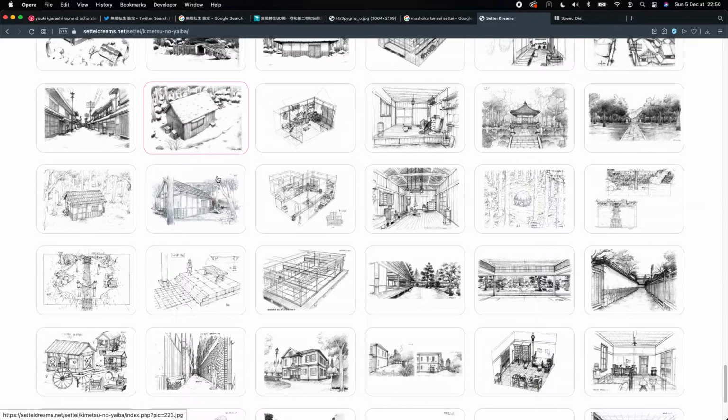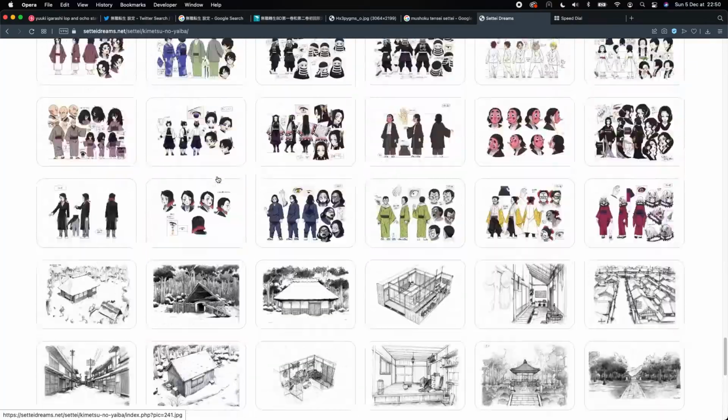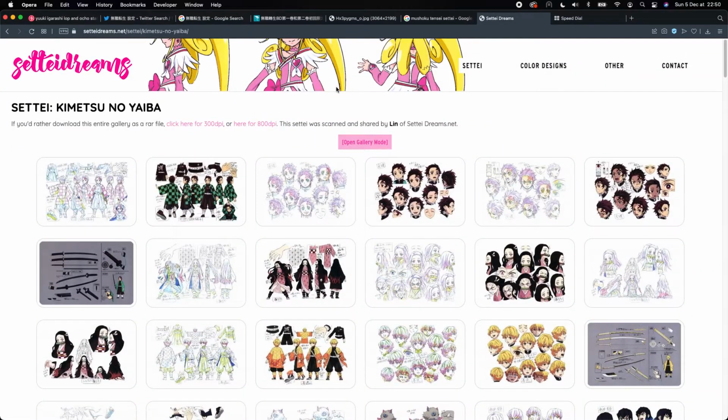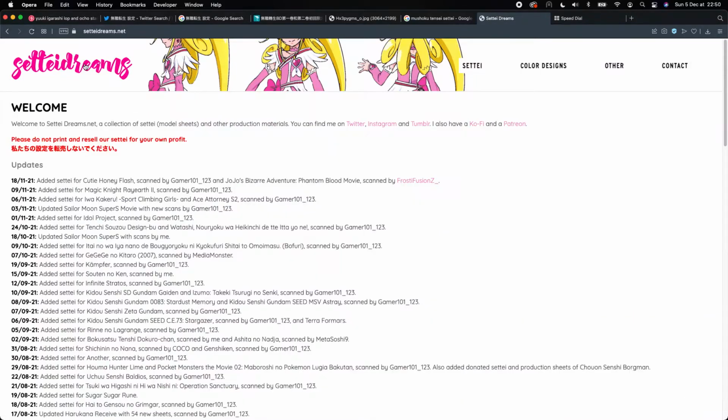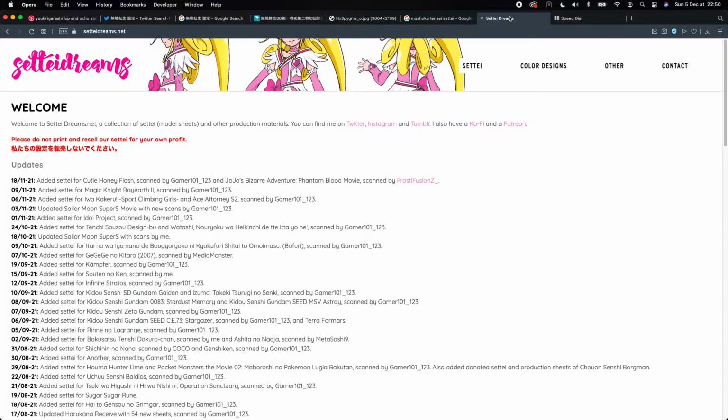Yep. So if you're into backgrounds, you can take a look at that. Yeah. So SetDaydream is probably, if you have one of the anime that you want to study on SetDaydream, you're really lucky because you will have a lot of information. So that's what you can simply find online.